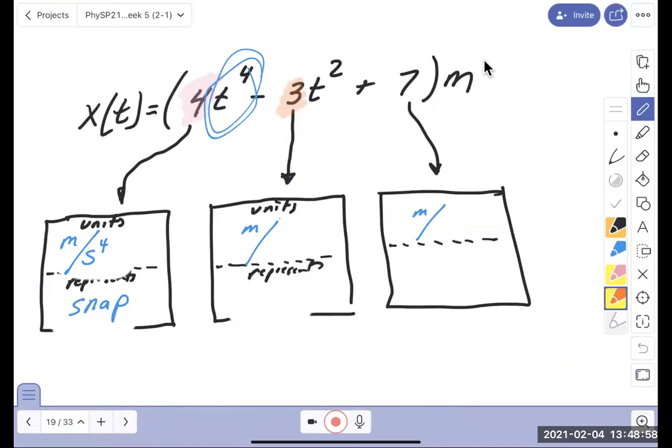Okay, so back to this. The units on the three, to negate the t squared, I'm going to put meters per second squared. That's just acceleration. It's not a naught, but it's acceleration. And then the 7 is just meters, not meters per anything, just meters, and that would be X naught. Okay, so far so good, because it's about to get harder. Any questions before we kick it up a notch?